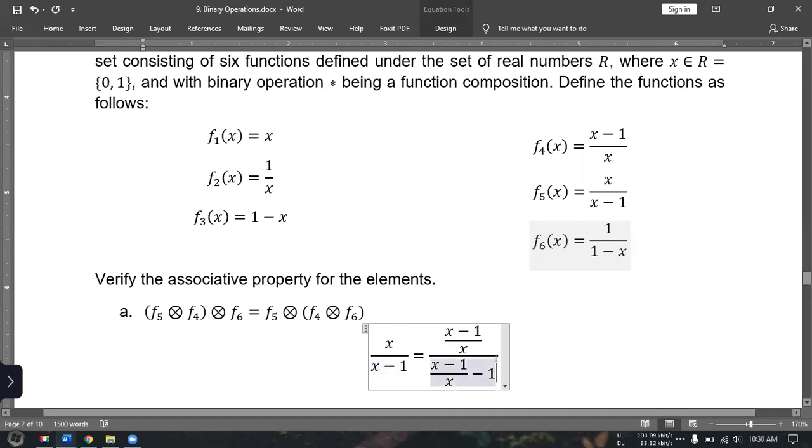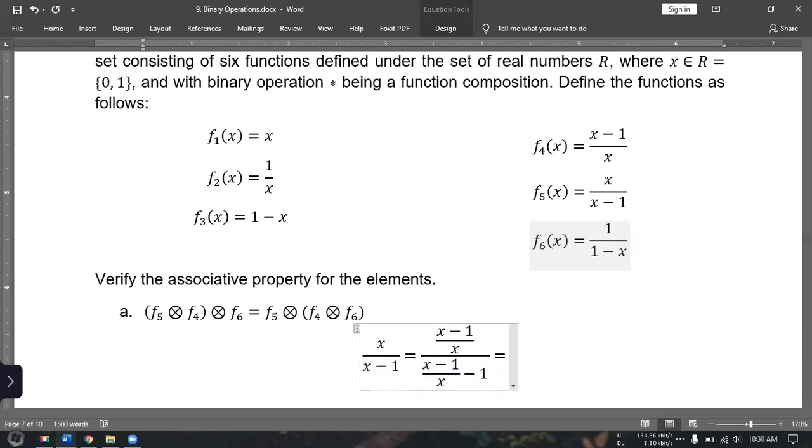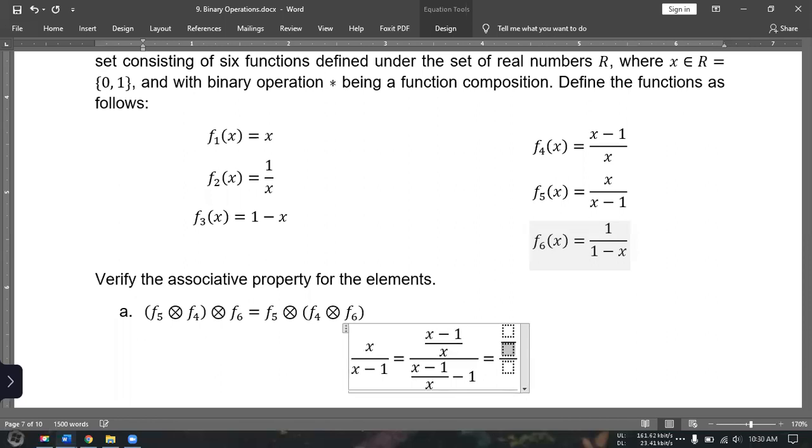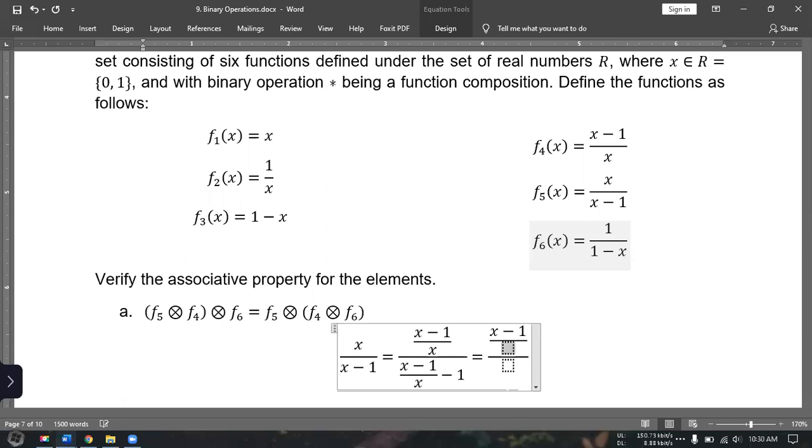And then simplify this. The LCD of the denominator. Copy lang natin yung numerator, x minus 1. The LCD of our denominator is x. So we copy the numerator of the first term times x, the LCD, over our denominator, which is 1, times the numerator, which is also 1. So we have minus x here.